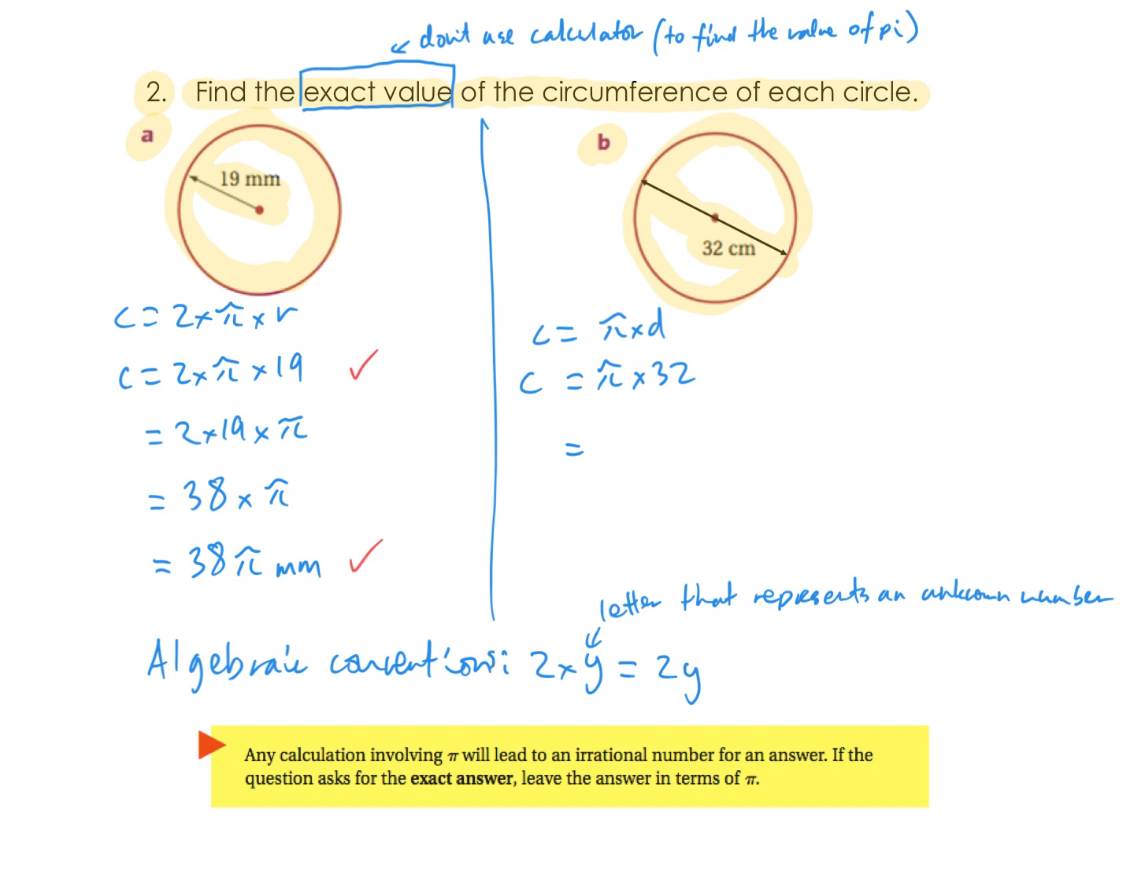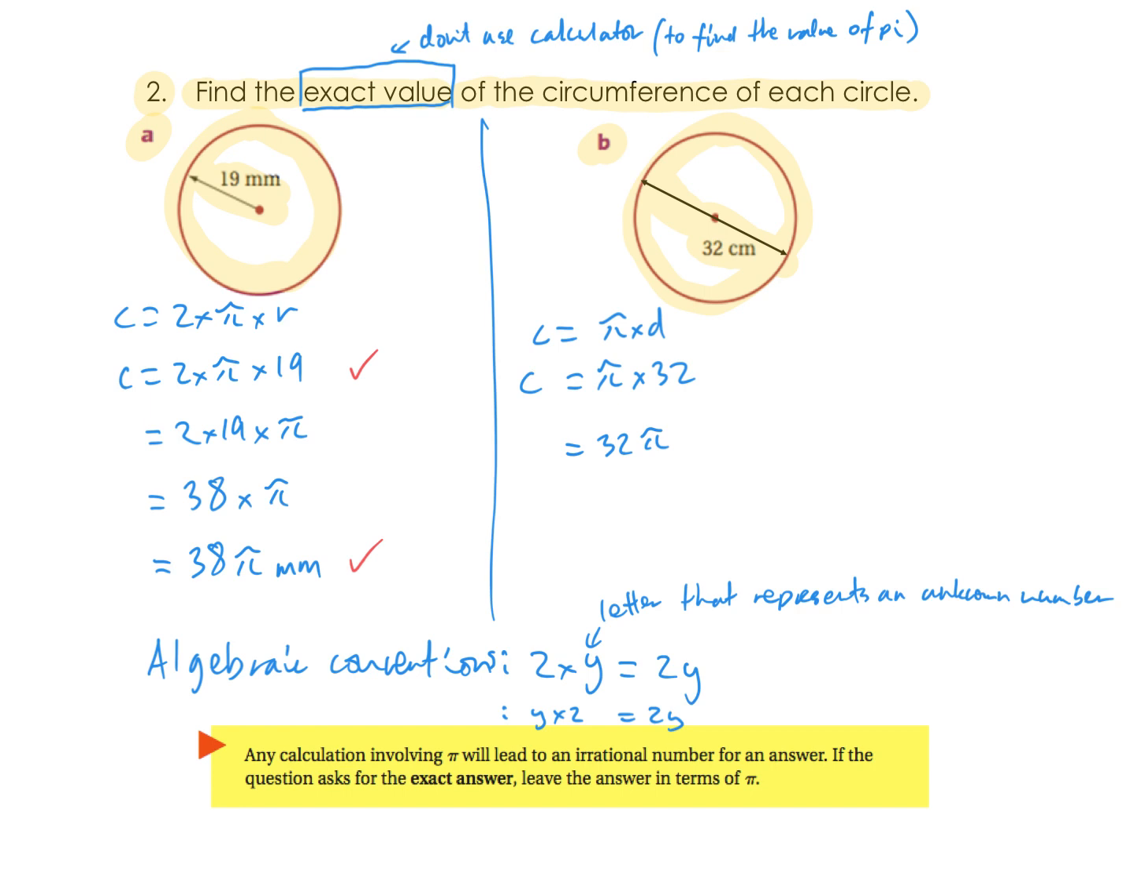No. There's another algebraic convention we need to know. If we have a letter times a number, we actually switch it around. We always put the number before the letter. So y times 2 becomes 2y. Pi times 32 becomes 32 pi.